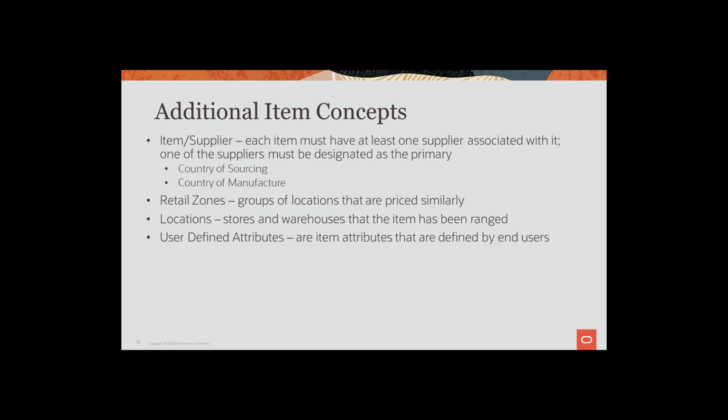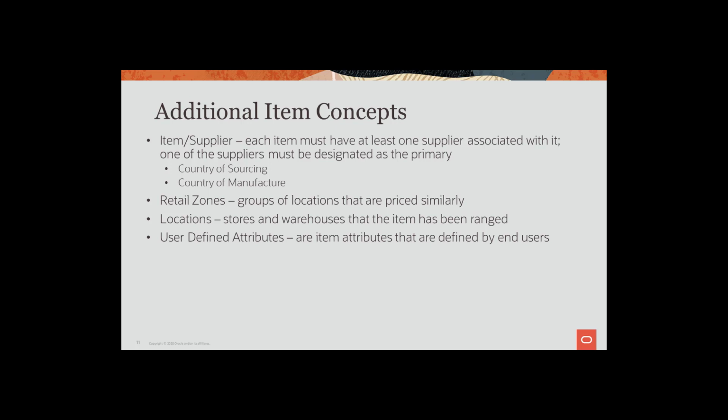Some additional key item concepts that apply to all types of items are described on this slide. First is the creation of the item-supplier relationship. One or more suppliers can be associated with each item, with one supplier designated as the primary. Additionally, for each item supplier, a country of sourcing and manufacture is also assigned. A country must be assigned as a primary for both relationships. Additionally, the country of sourcing is the level at which key item supplier attributes are used in ordering and inventory management processes in merchandising, such as unit cost, pack size, and lead time.